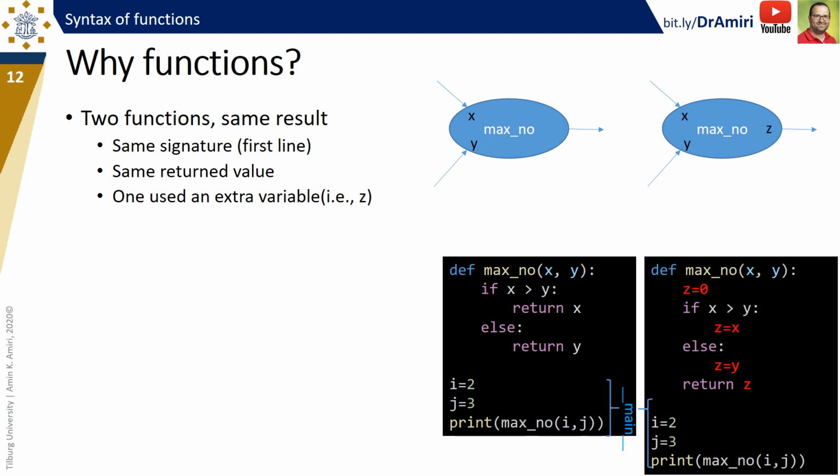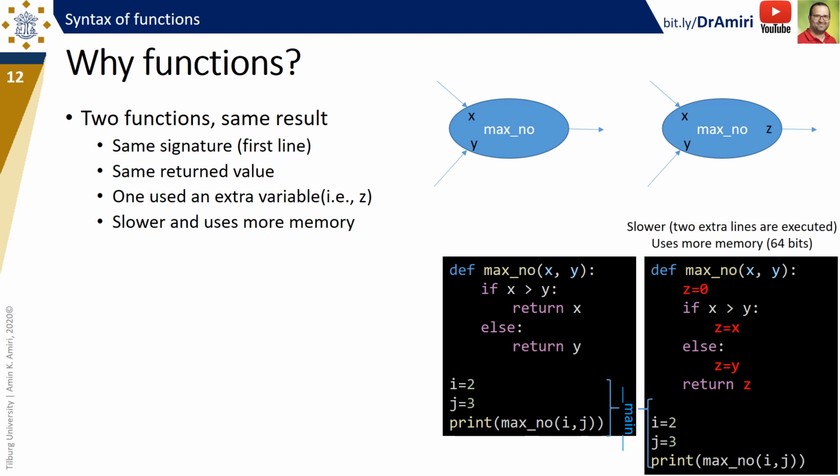They get the same input, they have the same signature, and they return the same value. The only difference is that one of the functions uses an extra variable, which makes that function use more memory because of using z, as you can see here. It is also slower because it has to execute two extra lines, z equal to x, z equal to 0, and either z equal to x or z equal to y. So that makes this program slower.